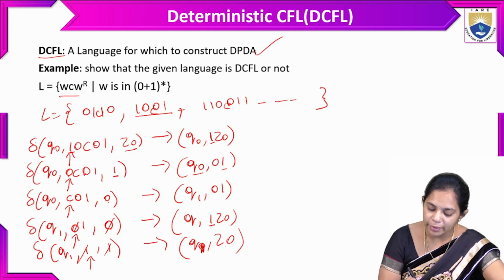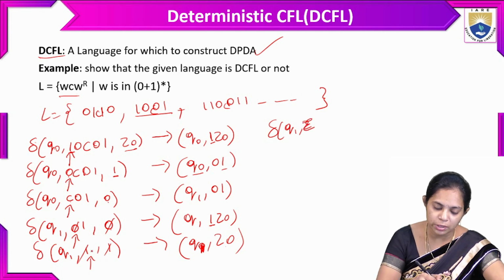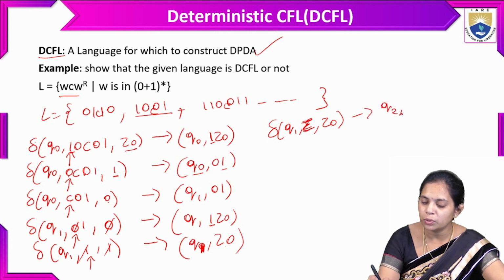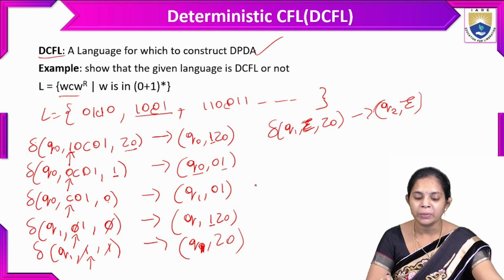And finally, in the transition of Q1 comma Z naught, if there is nothing left, we already consumed everything and have only the epsilon symbol, and the top of the stack symbol is Z naught, we have to move to Q2. Q2 is nothing but the final state, with epsilon. So this is how we converted this.